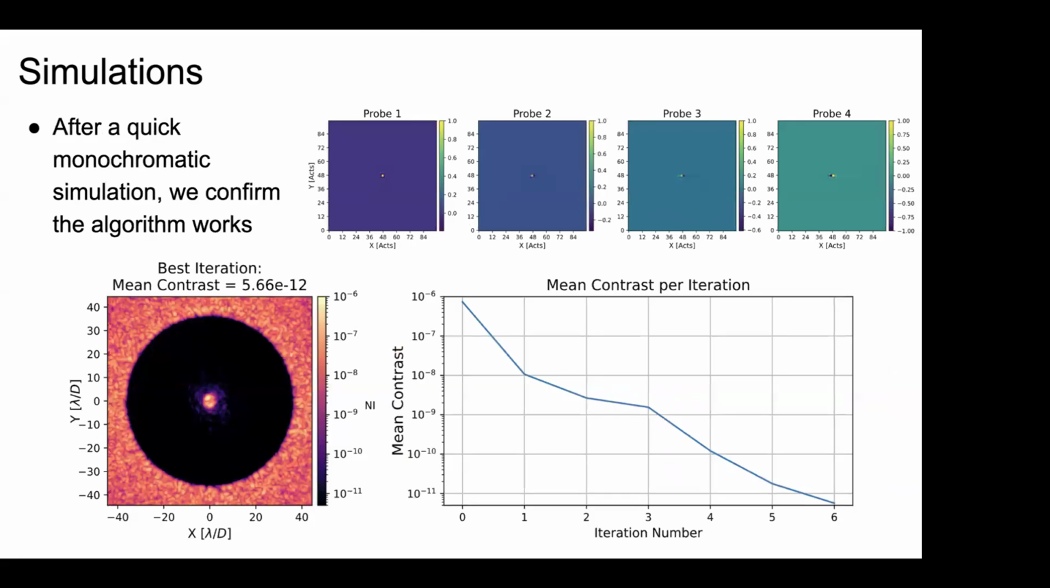Running a quick simulation, first we started with just a monochromatic simulation that includes pairwise probing. Again, pairwise probing is the algorithm used to actually estimate the electric field at each control iteration. And so we confirmed that, yes, the hand-derived adjoint model is working. We are computing the gradients correctly and digging a dark hole the way we want to be with the Fresnel model. You can see it's actually pretty easy to reach 10 to the minus 10 contrasts in simulations with no noise.